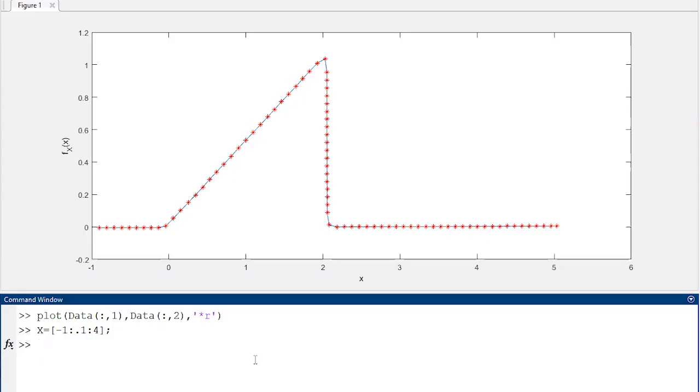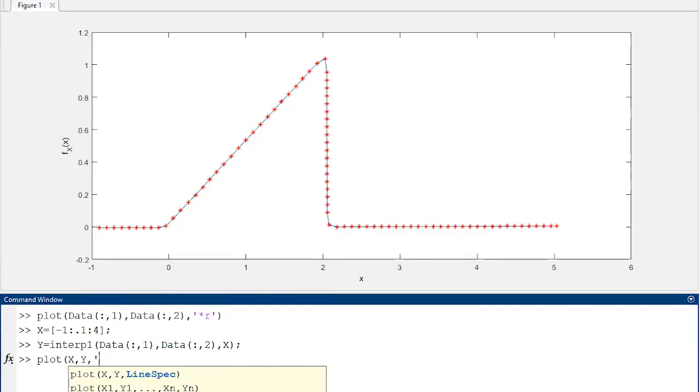So here I'm choosing to make my x go from -1 to 4 in increments of 0.1. And then next I want to interpolate. So I will use the interp1 command, where I'm going to take the data that I digitized and interpolate it based on my sampling array x. And that gives me my new data y. Now, if we compare what this looks like to what we just digitized, see the following.